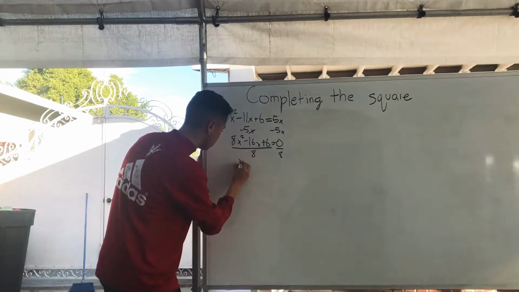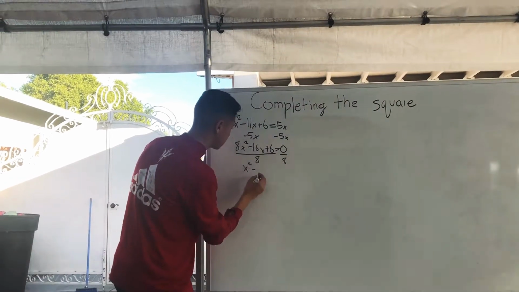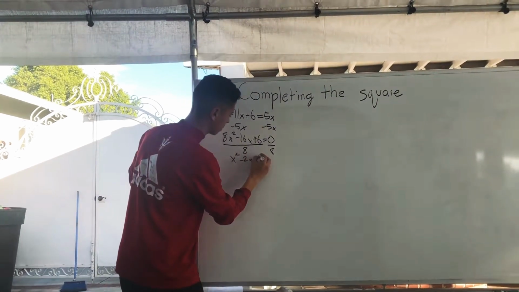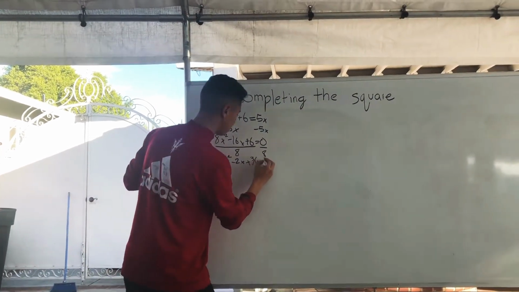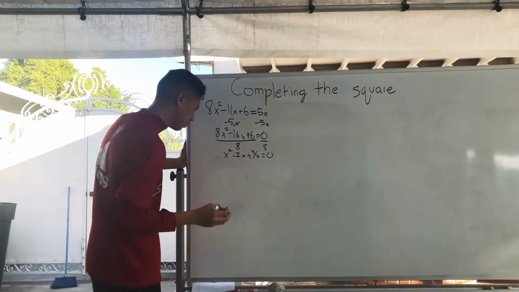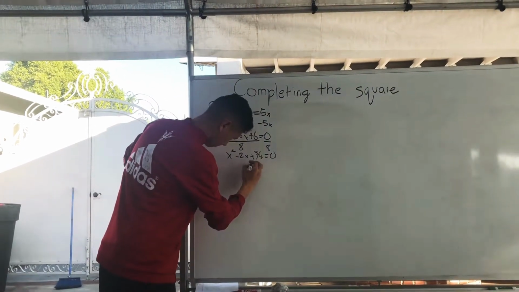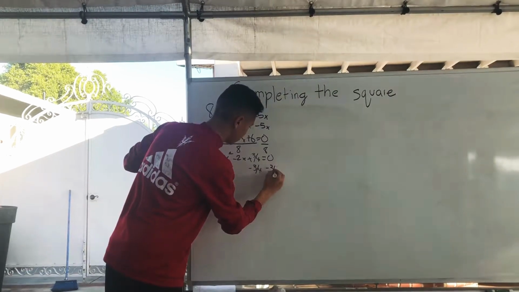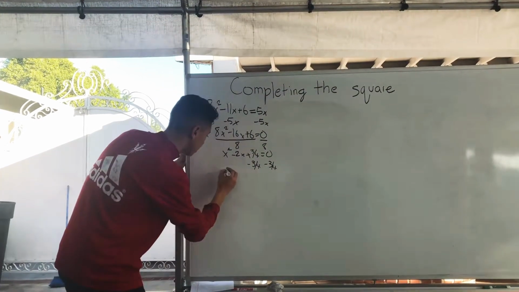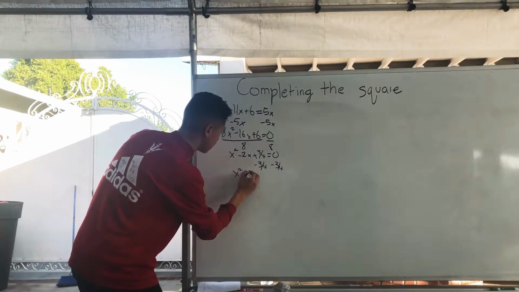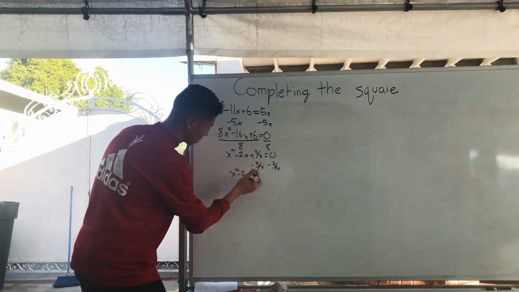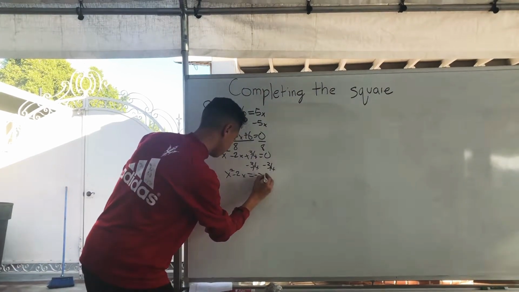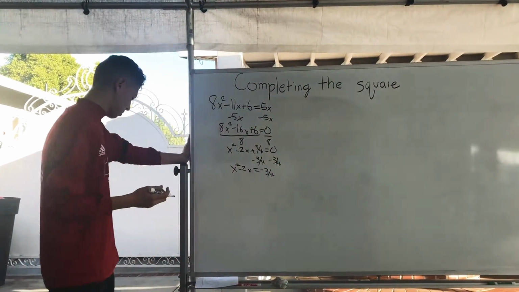8 divided by 8 is 1, so it's x squared minus 2x plus 3/4 equals 0. So afterwards you're going to want to subtract 3/4. So it will be x squared minus 2x equals negative 3/4.